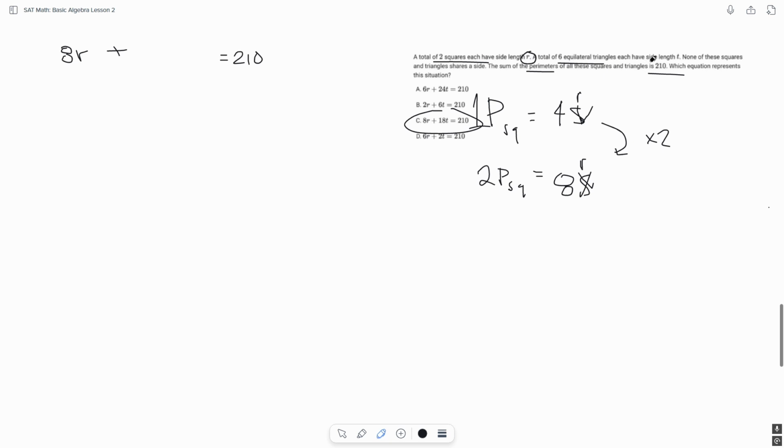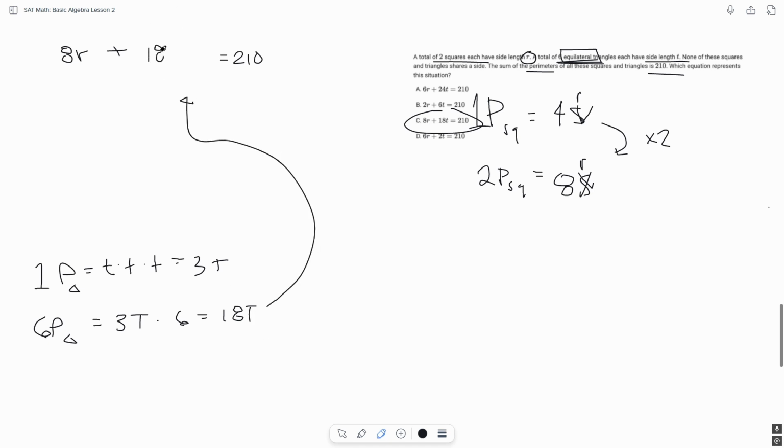So it says triangles have a side length of t. So what do we know about the perimeter of a triangle? An equilateral triangle, they're all the same sides, right? So the perimeter of one triangle is going to be the side length plus the side length plus the side length, because there's 3 of them, right? Or 3t. So if we have 6 equilateral triangles, it's equal to 3t times 6, which is 18t. And all of those together will equal 210, right? So 8r plus 18t equals 210. It makes sense because the second part is correct.